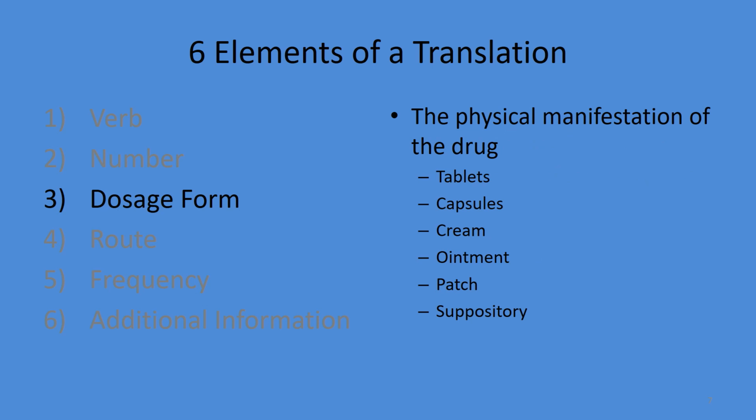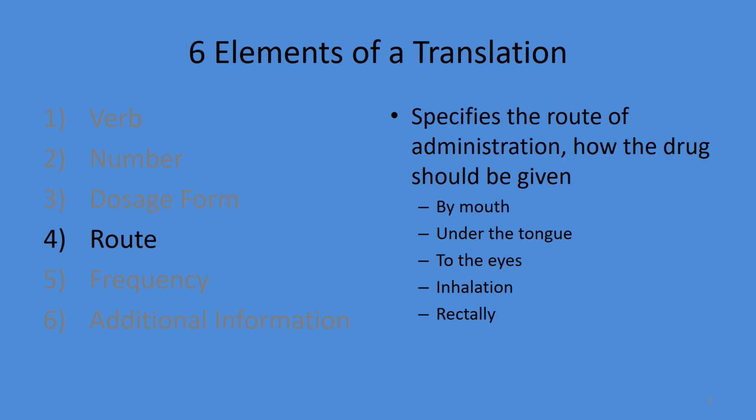Next is dosage form. Dosage form is how the drug physically comes. Common examples: tablets and capsules you're familiar with. Creams and ointments for topical application. Patch, topical as well, and suppository for insertion. Route: how the drug is administered. In other words, how the drug enters into the body. So by mouth, under the tongue, into the eyes, into the lungs through inhalation, or into the rectum.